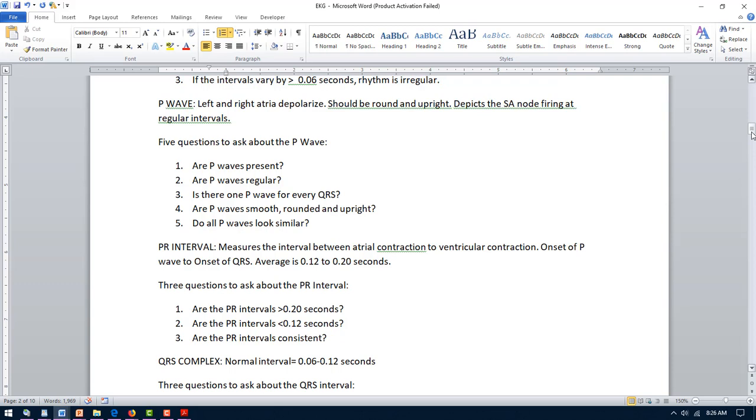Some rhythms won't have a P wave. Kind of like a flutter does not have P waves. It actually has F waves, which are called flutter waves. So we always want to look at our P waves because that'll tell us what our atria are doing.